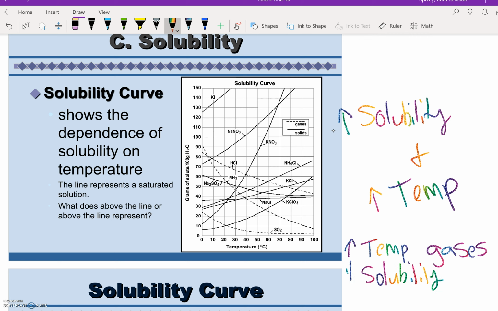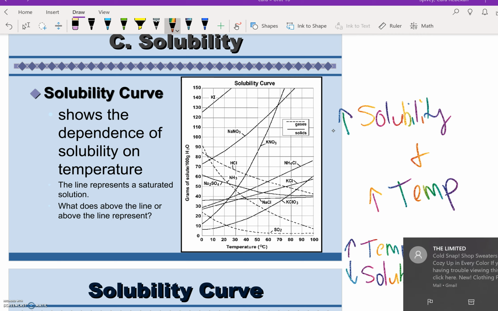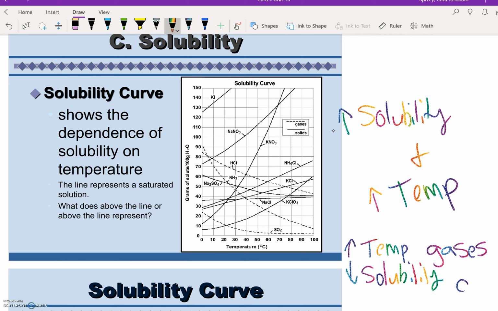You can think of this like if you want to keep the soda that you got from McDonald's good for a long time, the colder you keep it, the longer it's going to stay good. The reason is that the CO2 needs to stay cool so that it doesn't turn into a gas. So as the temperature goes up with gases, the solubility goes down. You can see that on this graph with these dotted lines. You can notice how it's an inverse relationship. But looking at the solid lines, we see that they're all increasing, showing us a direct relationship between temperature and solubility.